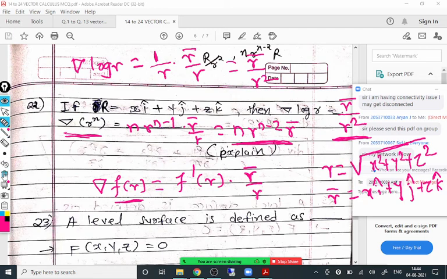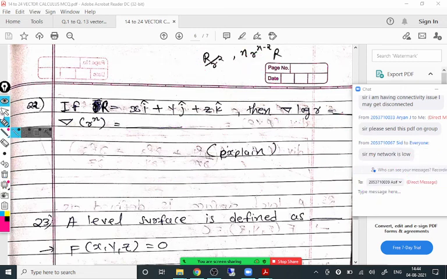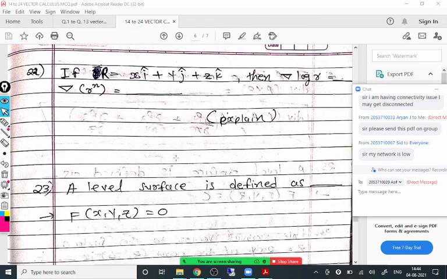No doubt? Yes, many of the students' networks are going down now. This is the third or fourth student who is saying the network is low or down. I can disconnect at any time. Okay, so they are threatening me now. Yeah, so no issue.